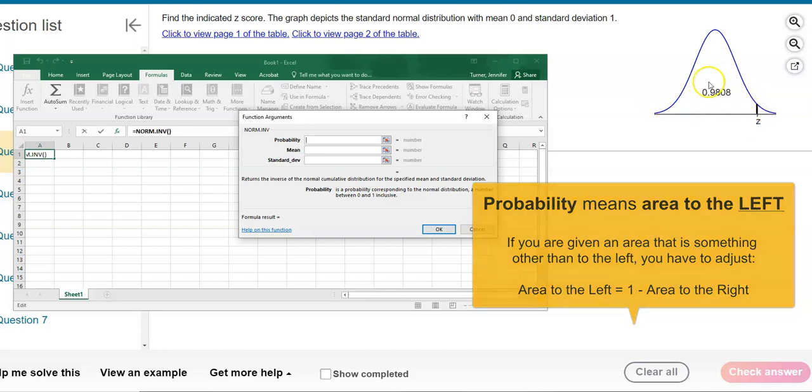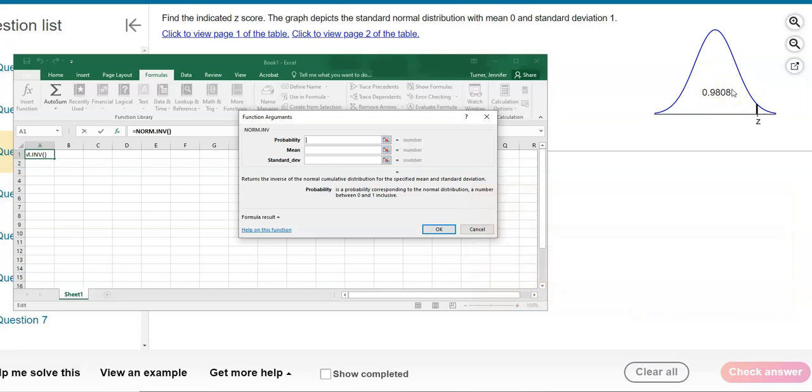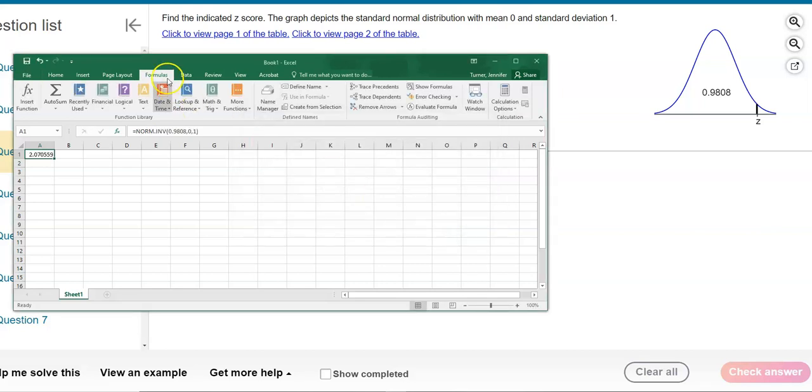So in this picture, they've already given us what the area under the curve to the left is. So we're just going to go ahead and enter it directly, 0.9808. Then it wants to know the mean and the standard deviation. They told us here that the mean is 0 and the standard deviation is 1. So we're going to put in 0 and 1. And that's it. If we click OK, the value given right here is the z-score that is indicated on this picture, where the area to the left of that score is 0.9808.